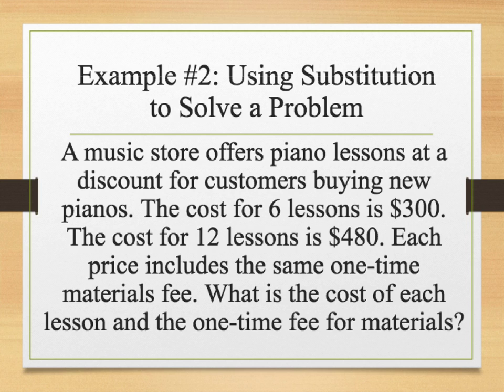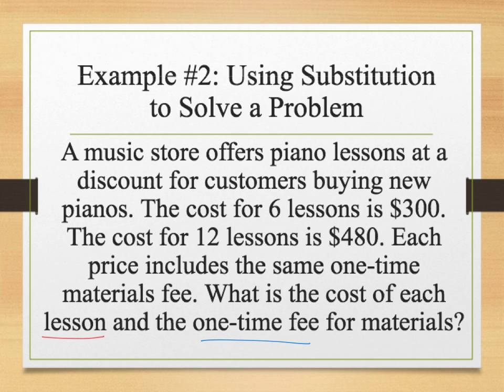pianos. The cost for 6 lessons is $300 and the cost for 12 lessons is $480. Each price includes the same one-time materials fee. What is the cost of each lesson and the one-time fee for the materials? So normally when you're trying to determine what variables and what numbers should be associated with your variables, it's in the question. And our question asks about lessons and a one-time fee.